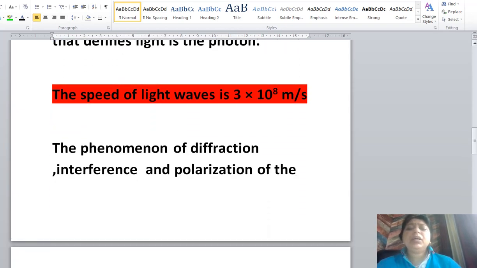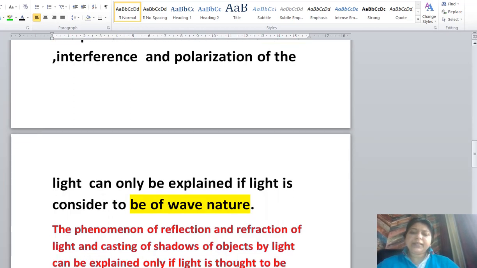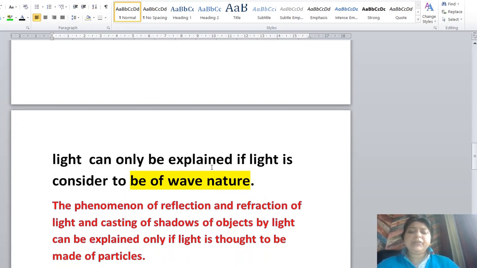One thing you should also learn: the speed of light waves. ये क्या है? 3 into 10 raised to the power 8 meter per second. Very important, you should learn this. Velocity of light, speed of light तुम लोगों को learn रहना चाहिए. That is 3 into 10 raised to the 8 meter per second. The phenomena of diffraction, interference and polarization of light can only be explained if light is considered to be of wave nature.